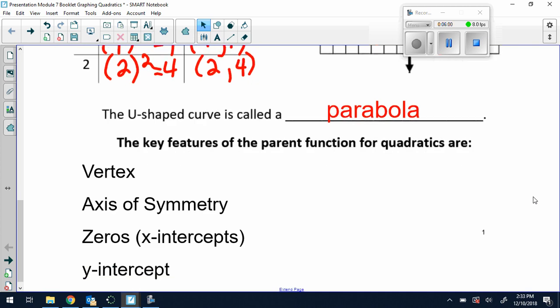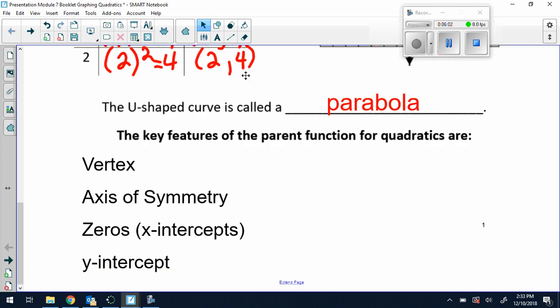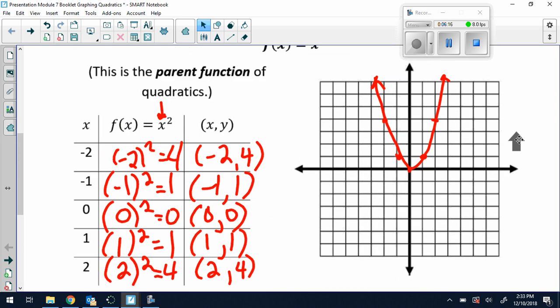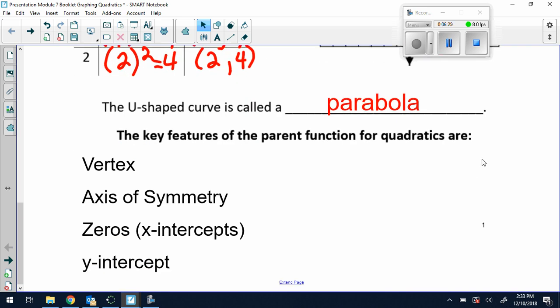All right, our key features of the parent function. We're going to define these key features in just a second, but when we're talking about a parabola, the things we're looking at are our vertex, our axis of symmetry, our zeros, and our y-intercept. The vertex is that point right there where my graph changes. See how I'm coming down and then I'm going back up? So that point right there where our graph changes is our vertex. For our parent function, that is at the origin, so that is at 0, 0.